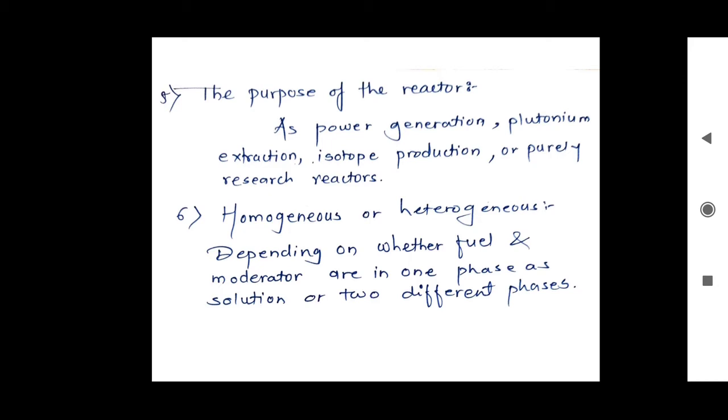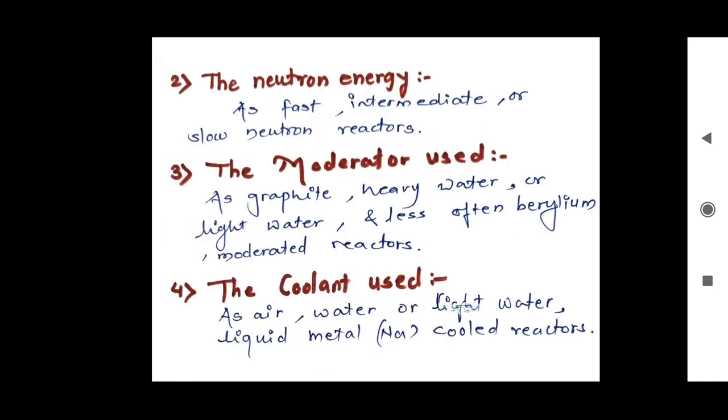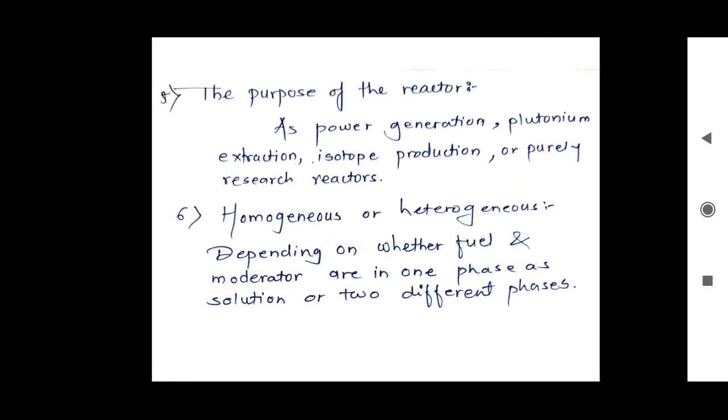The last one is homogeneous or heterogeneous reactors. Depending on whether the fuel and the moderator are in one phase, or present in a solution state, or present in different phases, they are classified as homogeneous and heterogeneous. So, as we have seen, the classification of reactors can be done on the basis of the fuel, neutron energy, moderator used, coolant material used, the purpose of the nuclear reactor, and homogeneous and heterogeneous reactors.